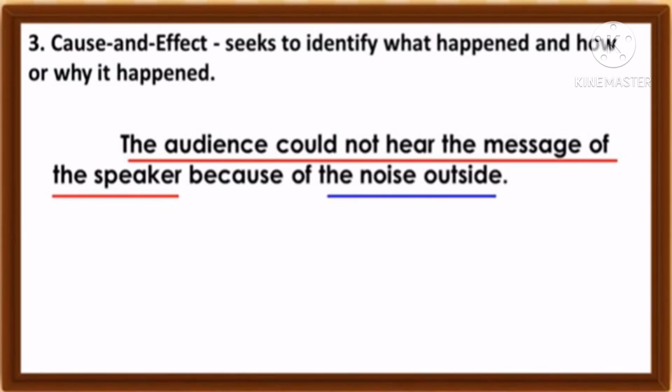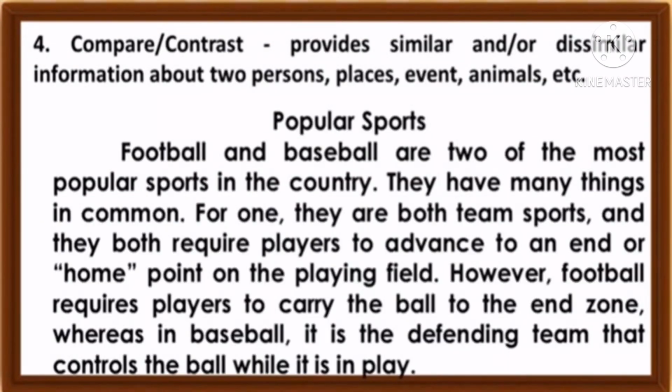Now, what word helps us find the cause and effect? Very good. It's the word because. The fourth structure is compare or contrast. It provides similar and or dissimilar information about two persons, places, events, animals, etc. So this text is all about two popular sports, the football and baseball.